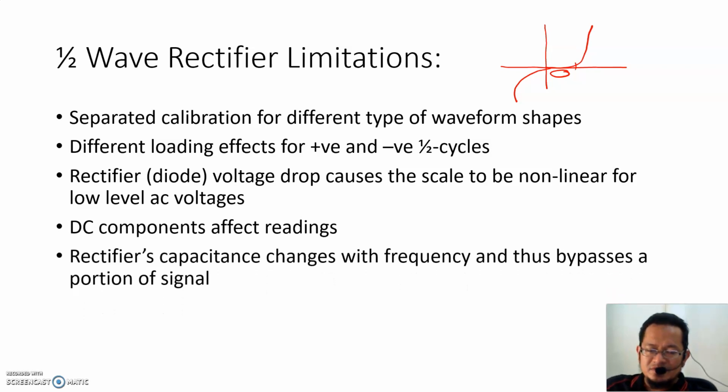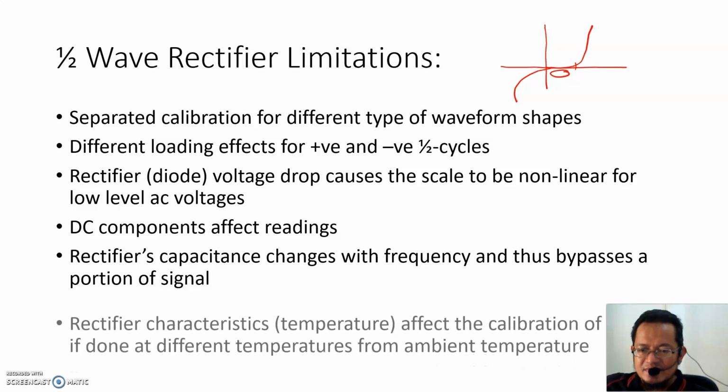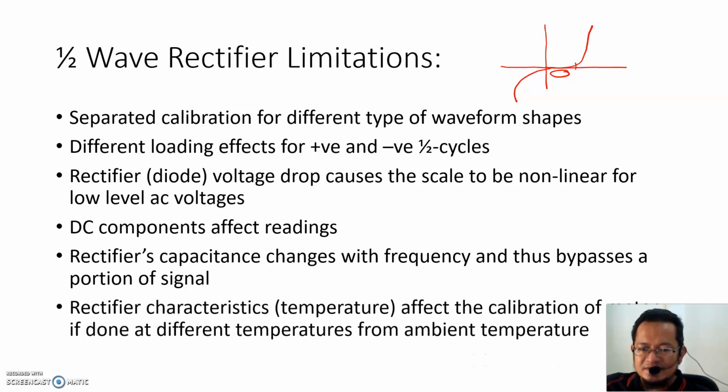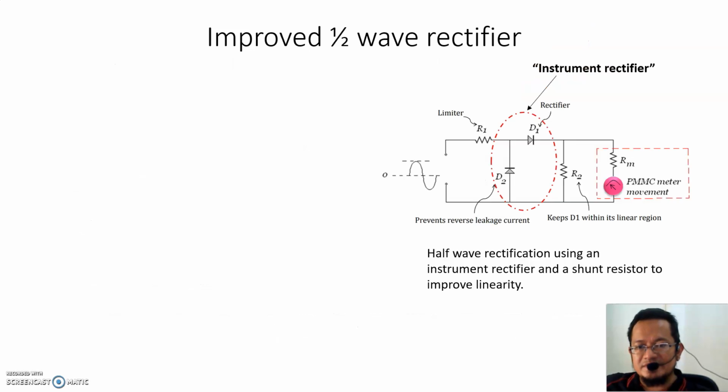The DC component also affects readings. The rectifier capacitance changes with frequency and thus bypasses a portion of the signal. And finally, temperature also affects the measurement, because the diode is affected by temperature. So if you use ambient temperature, maybe you get a different result than if it's high temperature.